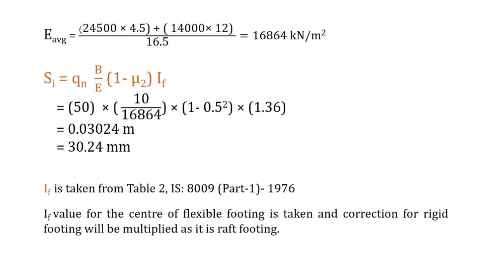Then going back to the formula, net intensity of loading, width of the footing, Poisson's ratio, all are given in the question. So using them and influence factor, it is taken from table 2 of IS 8009 part 1 1976. This value is corresponding to the center of flexible footing. And later we have to apply a rigidity correction because this is a raft footing which is considered as a rigid footing.